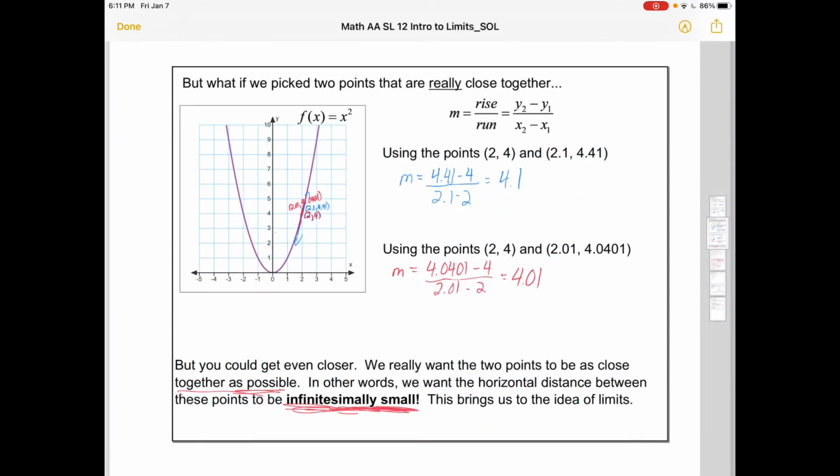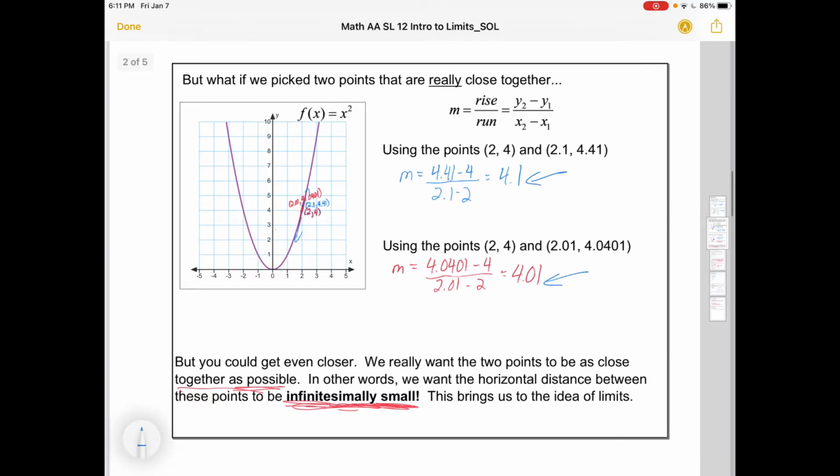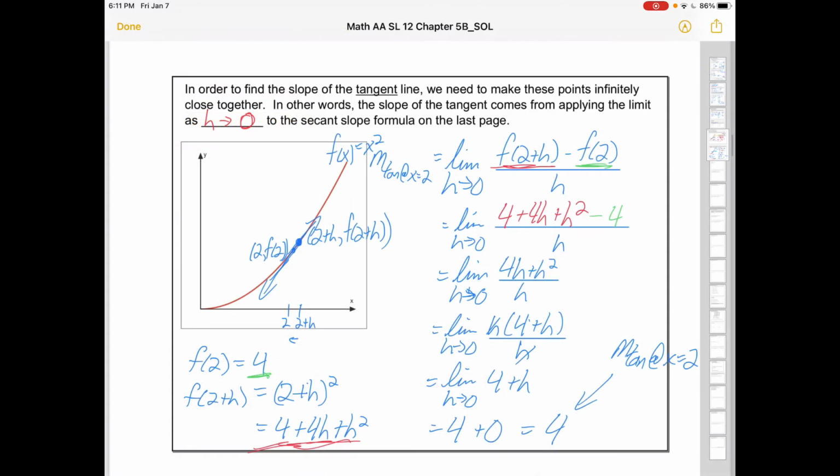If we think back to earlier when we tried using points that were closer and closer to the number 2 for the x value, like we used 2 and 2.1 or 2 and 2.01, we got numbers that were closing in on 4, just numerically. But you could always pick a number that was closer to it. By using a limit, we found the closest possible number to 2. So we have 2 points, but they're infinitely close together.